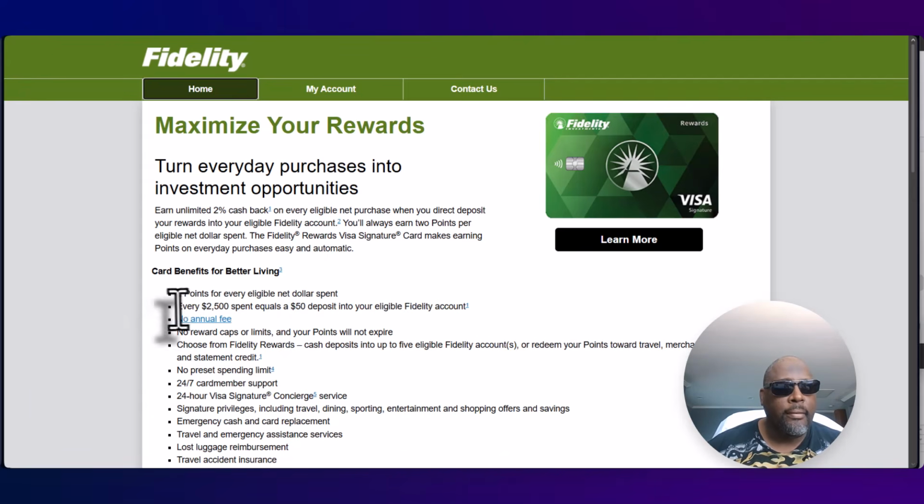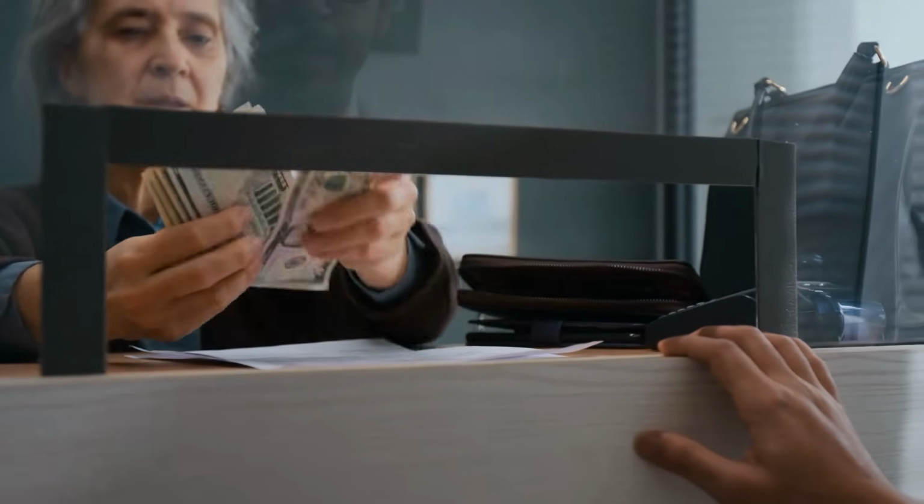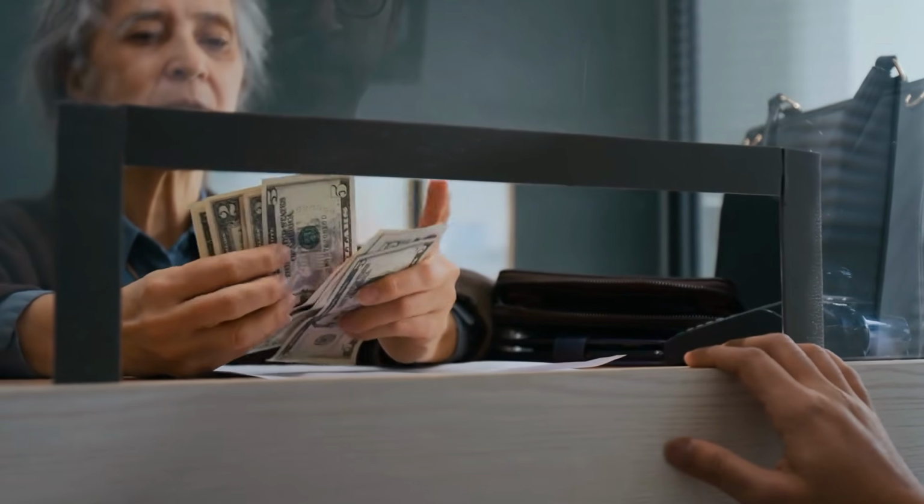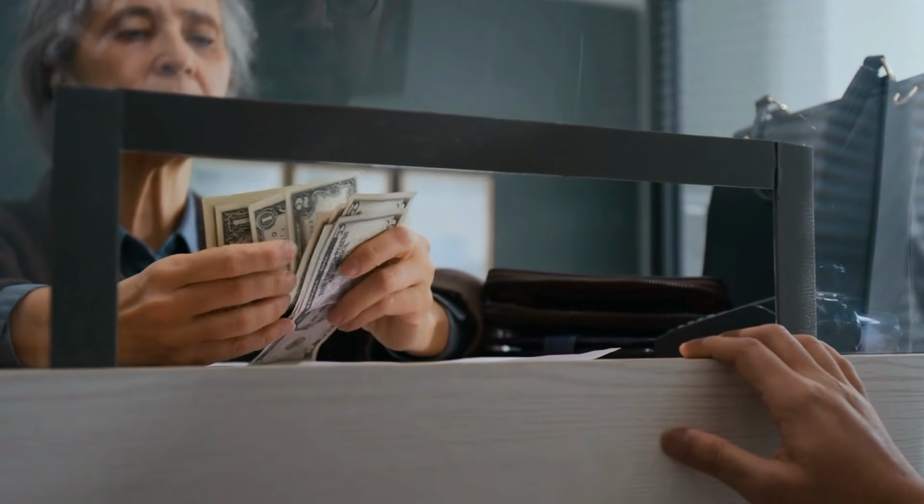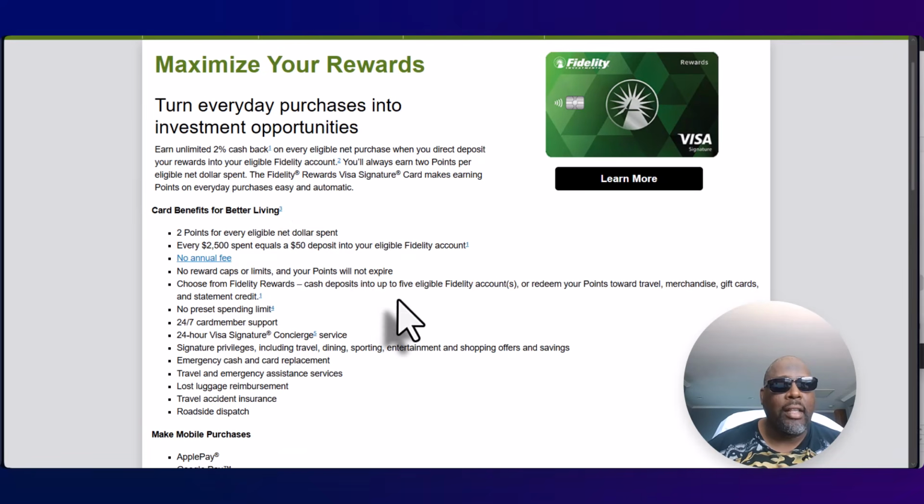You see this here? It's because they're putting money in your checking account. All right. And I'm going to show you actually how to liquidate this account in a minute. So that'll help you understand better. But another reason they like this card is because of no annual fees. So no reward caps or limits like that.